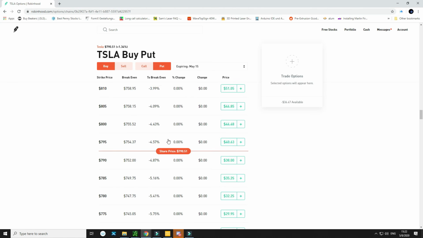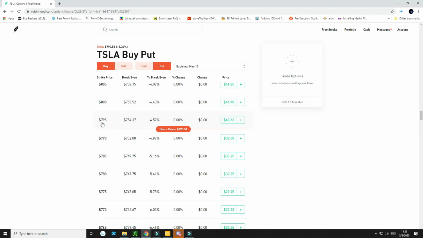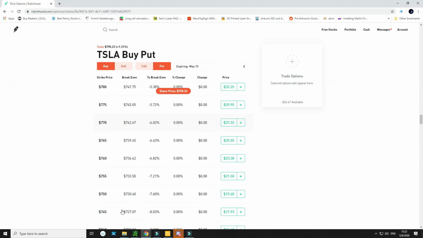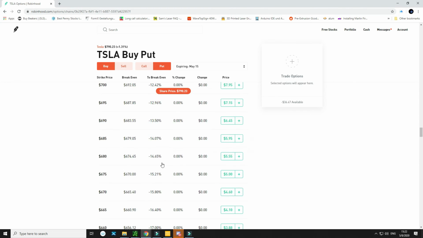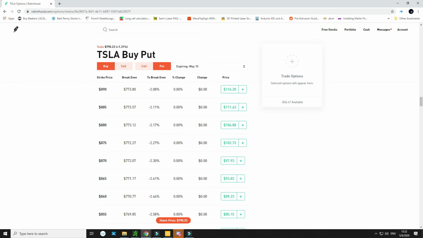So this is considered in the money right here. Anything above this line is in the money, at the money I would probably say from here to about here, and then out of the money would be all these strikes here. Yeah, that's pretty much it for options. Let's go back home.